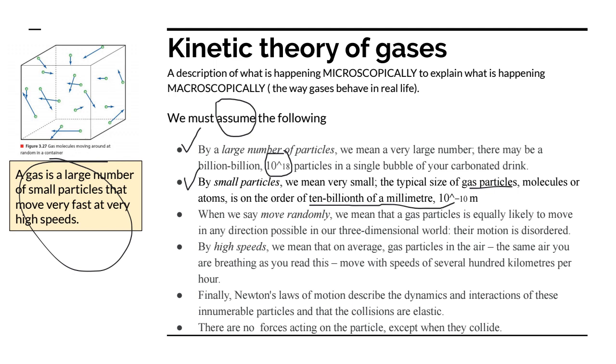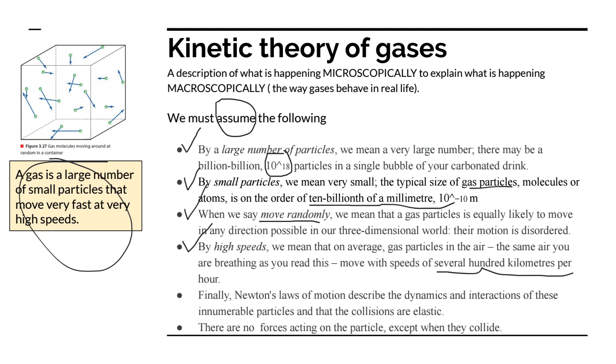Now, this is important because you're considering that they are point particles, and there's no interactions above just what would happen if you have an infinitely small particle. You also assume that they're moving randomly. We've mentioned that already, but there is no predictive aspect to their motion. We also assume that their speed is extremely high, right? Very high speeds, and we're talking several hundred kilometers per hour.